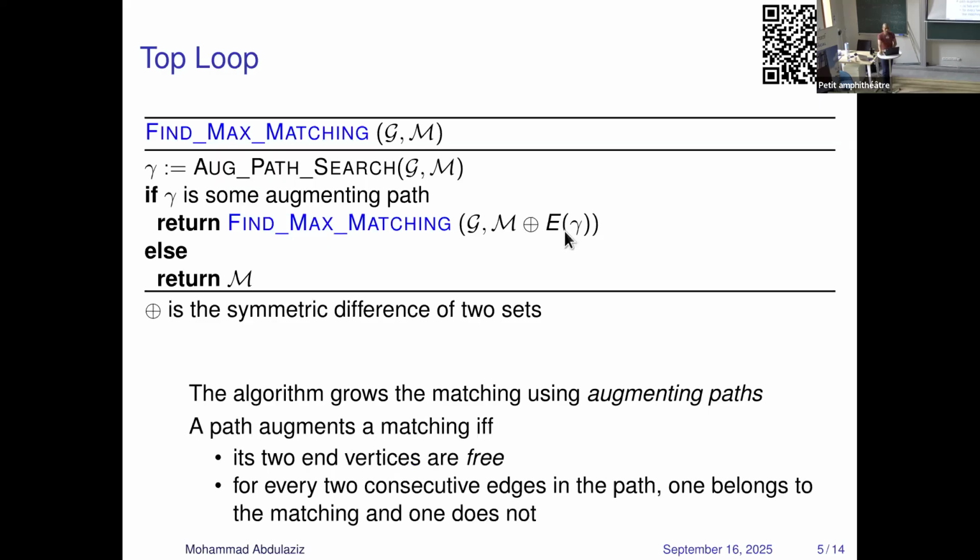It's a very important concept in most of combinatorial optimization, especially matchings and flows, but in many other problems as well. In the case of matching, an augmenting path is a path in the graph such that the first and the last vertices in the path are not covered by the matching, and it's a so-called alternating path, meaning that for every two consecutive edges in the path, one of them is in the current matching and one of them is not in the current matching that you're trying to augment.